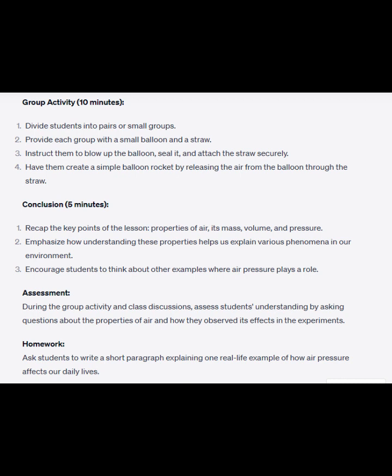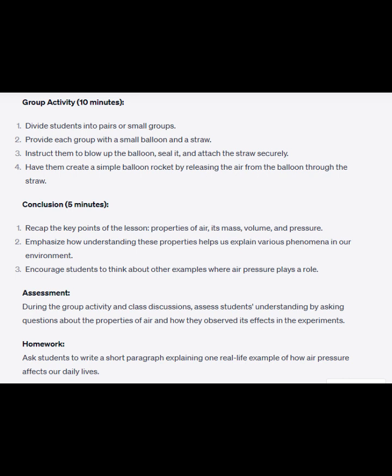Group activity: 10 minutes. Divide students into pairs or small groups. Provide each group with a small balloon and a straw. Instruct them to blow up the balloon, seal it, and attach the straw securely. Have them create a simple balloon rocket by releasing the air from the balloon through the straw.